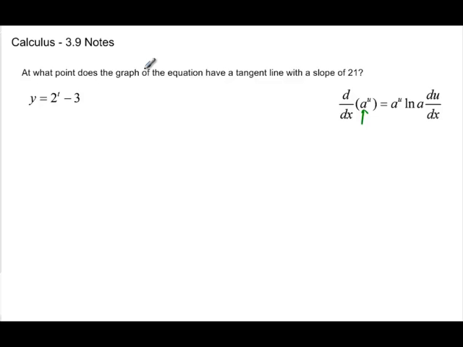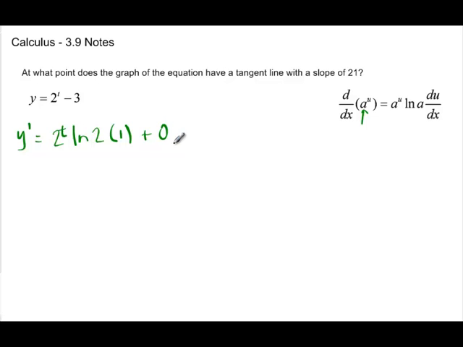Well, at what point does the graph of the equation have a tangent line with a slope of 21? So what we want to do is find y prime. Okay, and to do that, notice it's 2 to a power of t. So what does that look like? Well, it looks like 2 to the t times the natural log of a, which is 2, times the derivative of the t, which is 1. And then plus the derivative of 3, which is 0.